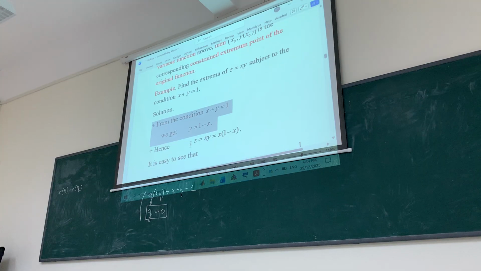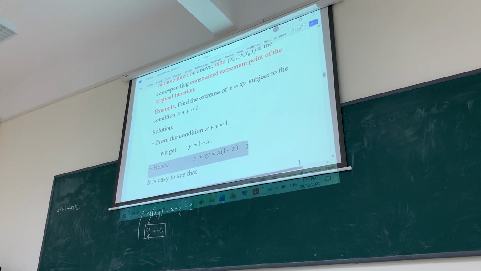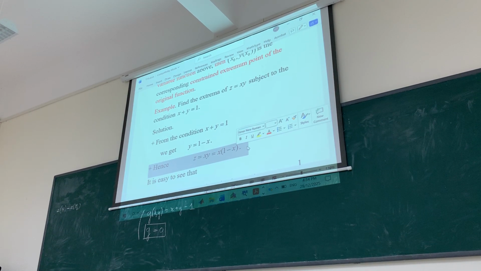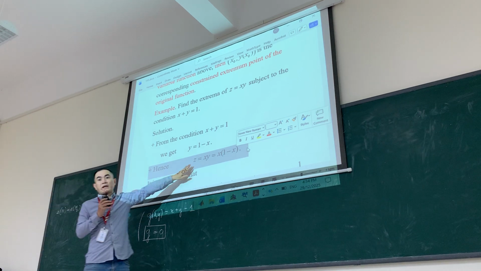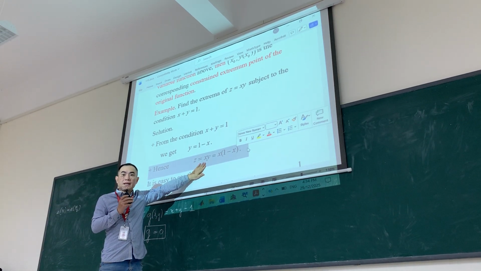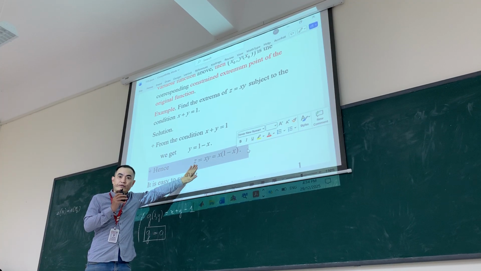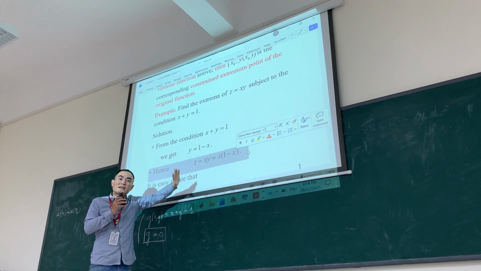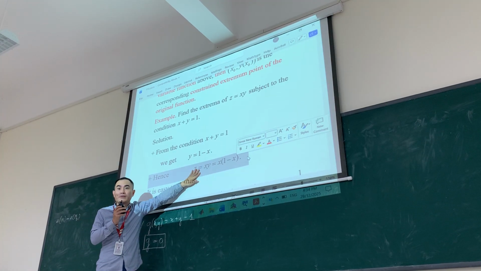To continue, we replace y equals 1 minus x. The function becomes a single variable function, z equals x times (1 minus x). I think it is very easy to find the extreme value of this function. I don't mention how to find it, just the result.